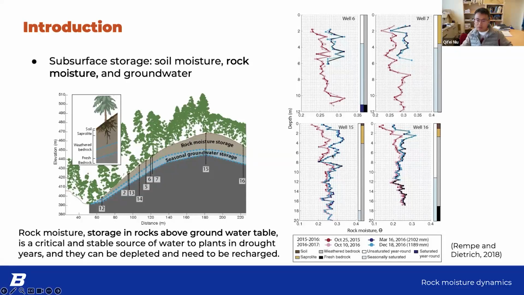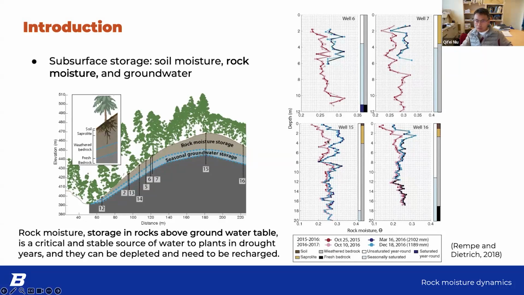You can see that during the season, there is some water contained in the fractured bedrock. It is not in fully saturated condition, just in the vadose zone, but it does play a role here. This part of the moisture content is termed rock moisture. And soil moisture is above, for example in this case, above 4 meters in well 15.